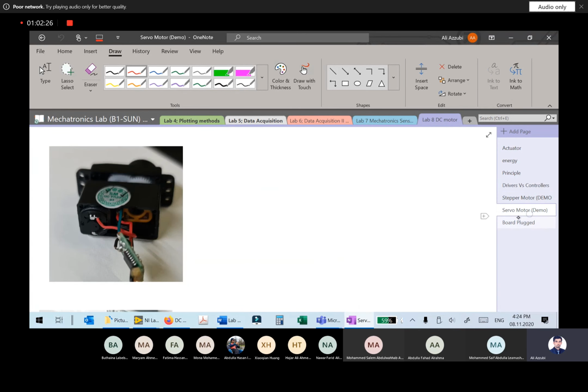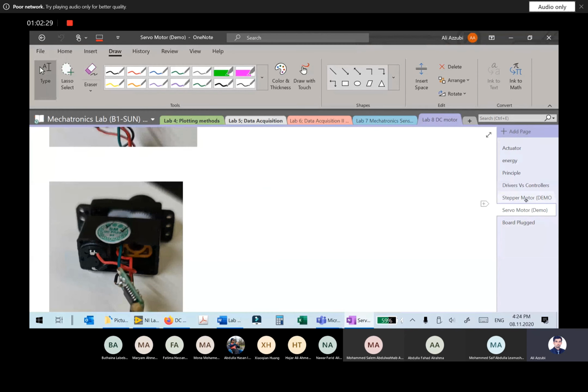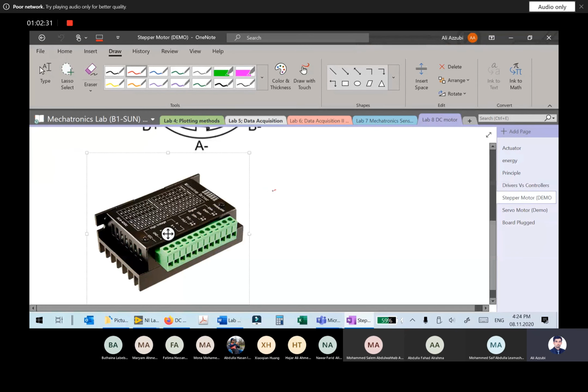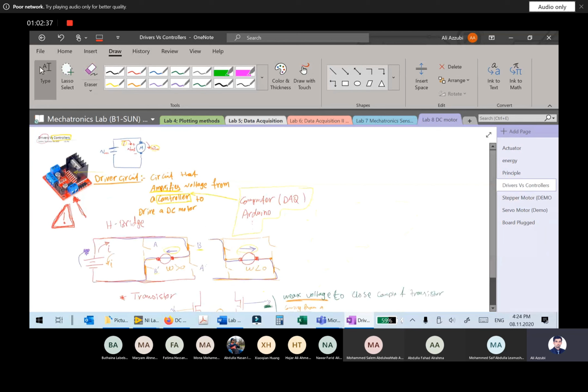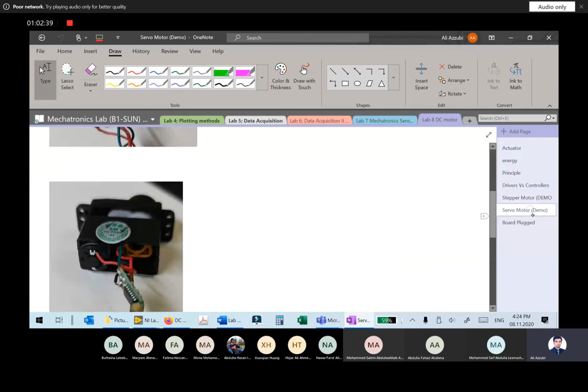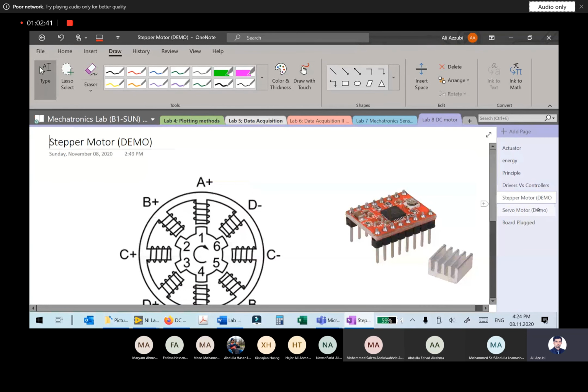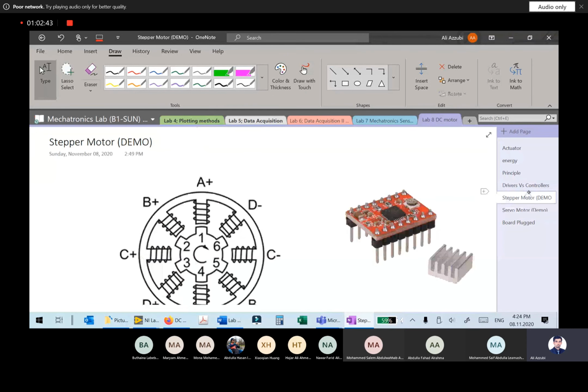We'll see later on the stepper motor driver. I'm going to explain a little bit about the stepper motor driver. All right. So this is about DC motors. Stepper and servo, I'm going to just demonstrate how they work and their principle.